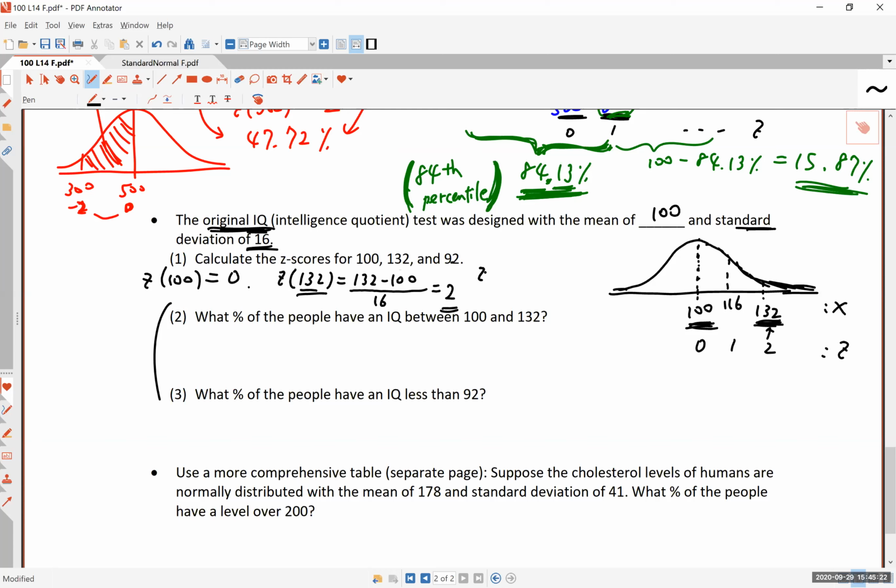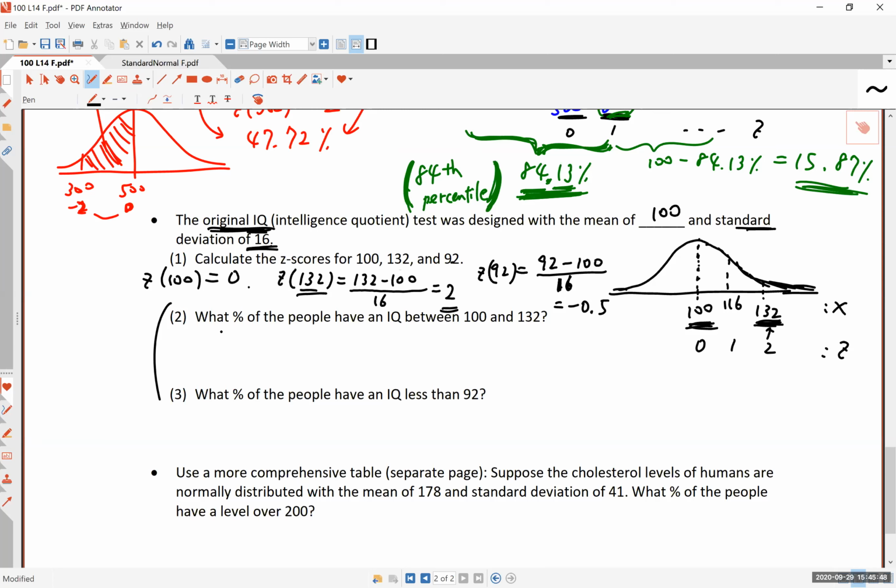How about 92? Well, for 92, the difference between 92 and 100 is -8. -8 is exactly half of the standard deviation, except it's negative, so this will be -0.5. This calculation will also show you -0.5, but you can tell that the answer has to be -0.5 because 8 is exactly half of 16.